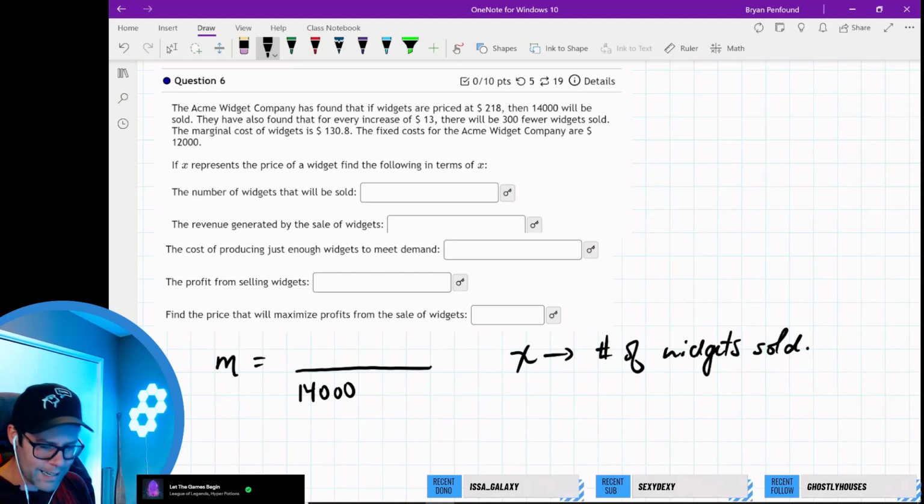So let's fix x as the number of widgets, or at least let x represent that particular variable. Hi, Govan. How are you doing? Welcome on in. Hopefully you had a nice, relaxing weekend.